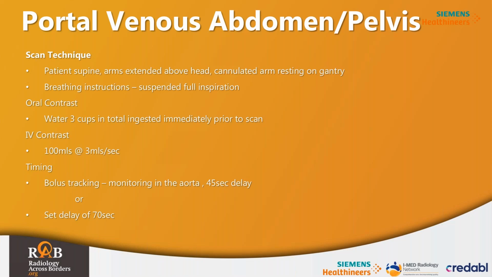So moving on to the portal venous abdo-pelvis. Again, clinical indications are hundreds of different things, but we can have query diverticulitis, collection, appendicitis, bowel obstruction, perforation, abdo pain, loss of appetite. So essentially for the scan range, we're going to scan from above diaphragm to below pubic symphysis.